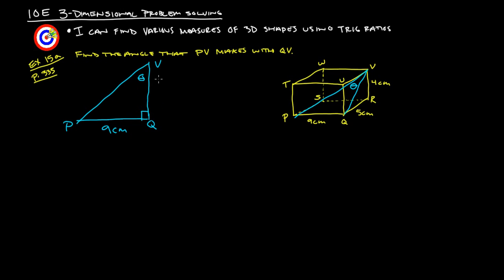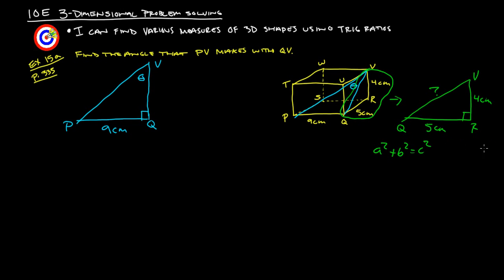And honestly, I'm thinking that this VQ side is going to be a lot easier to figure out, because if we draw this piece here, if we pull this out over here, we make this here. So this is Q, this is R, and this is V, and we know that this is 4 centimeters and this is 5 centimeters. We want to know what this is here. So again, we can just do A squared plus B squared equals C squared, and that's going to be our best bet. So 5 squared plus 4 squared equals C squared.